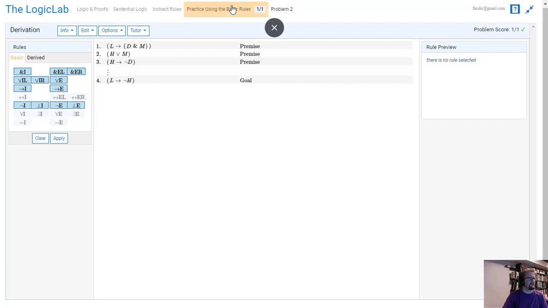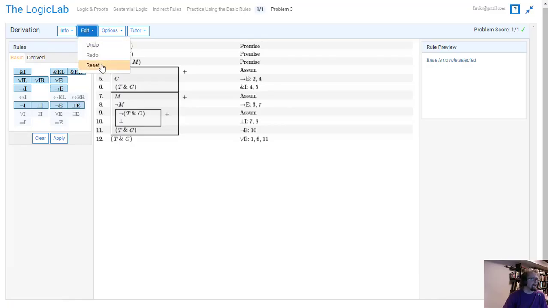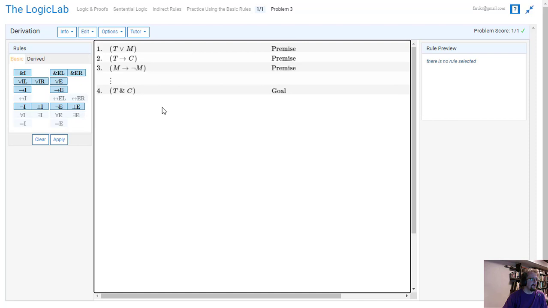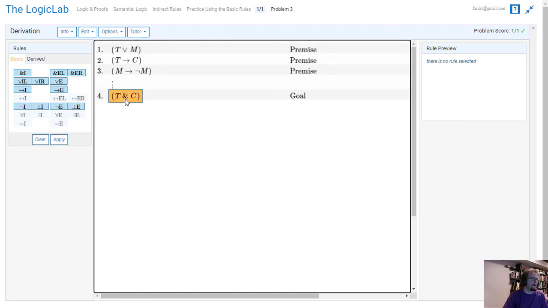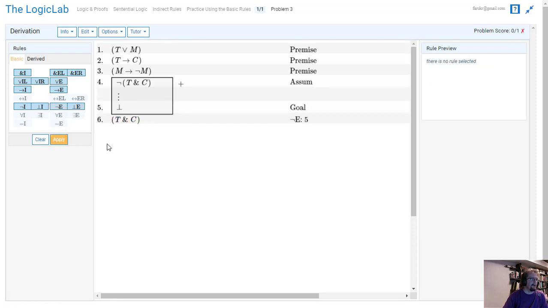I think I actually just did this one. I think I need to look at problem 3. Yep. So we'll get rid of all of that. We can do negation elimination on our conclusion.